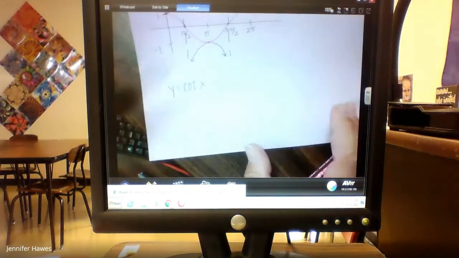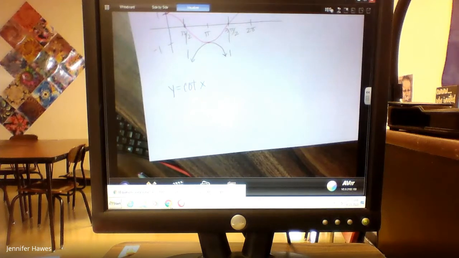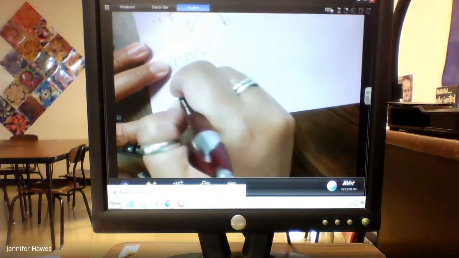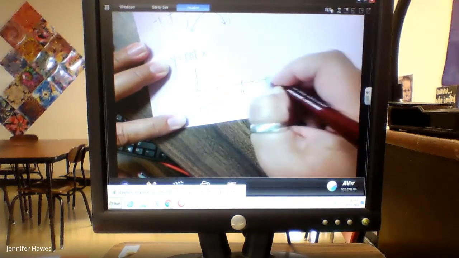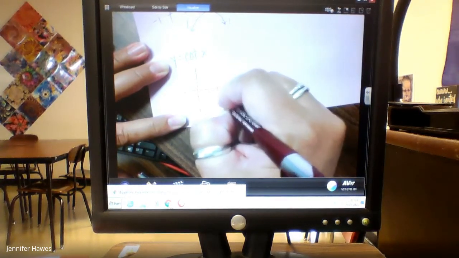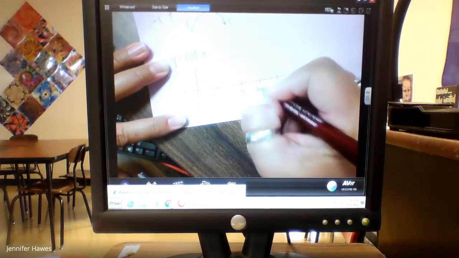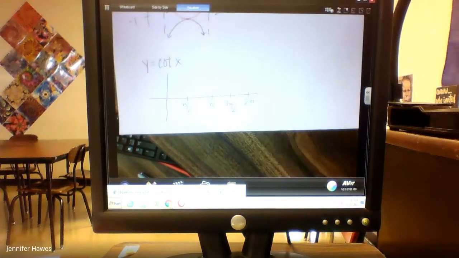Okay. Cotangent. Now this one is a little bit different. I'm gonna come out and I'm just gonna go to pi anyway, even though the period's gonna be pi. And we'll do this. Pi over 2, I got 3 pi over 2. Okay, so where were your asymptotes at on tan? They were on the halves, right?